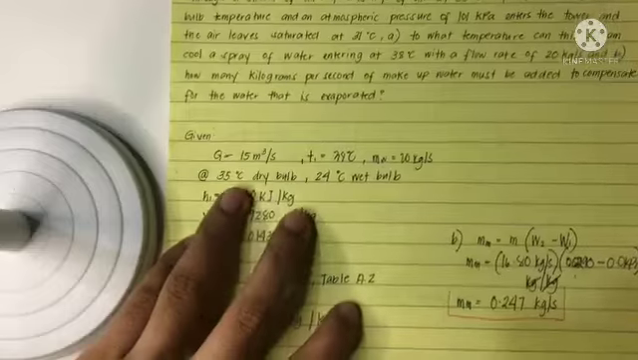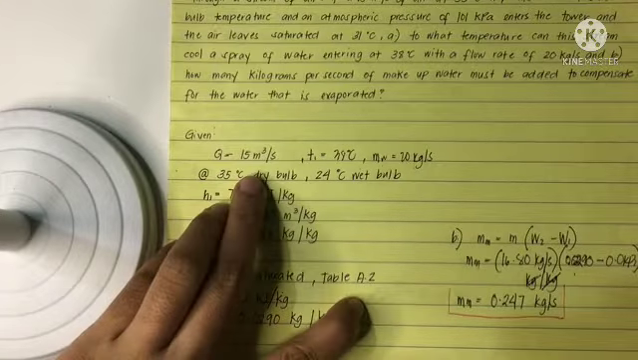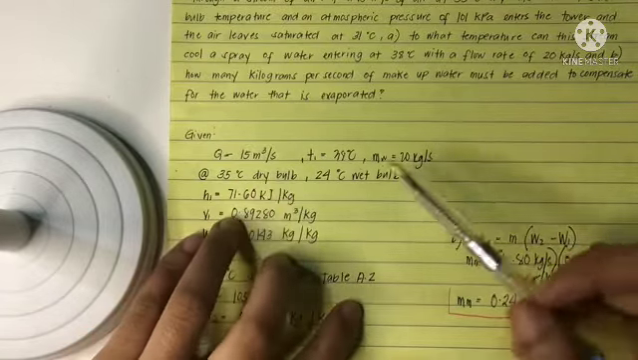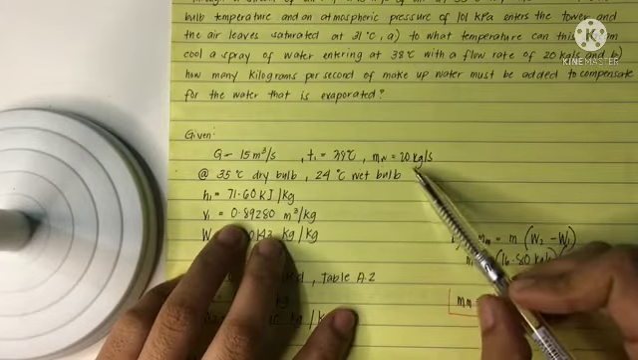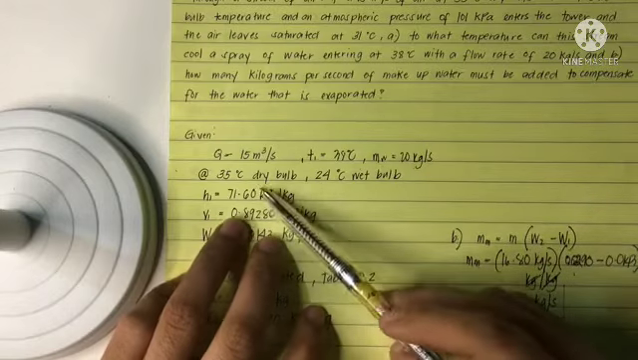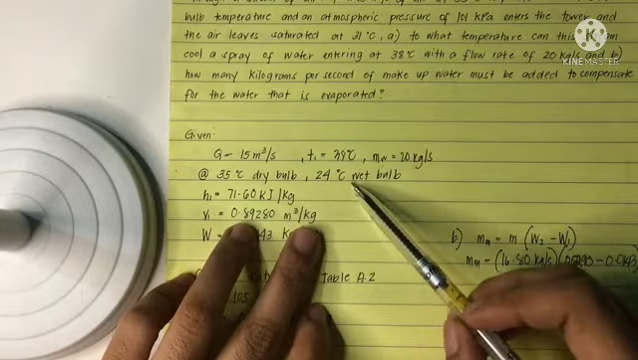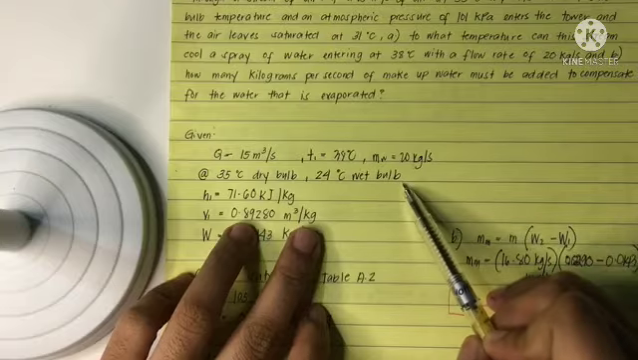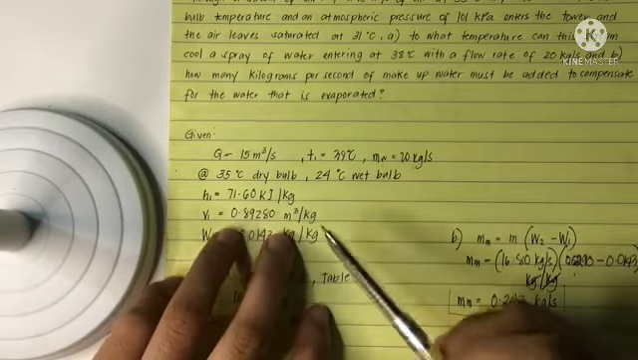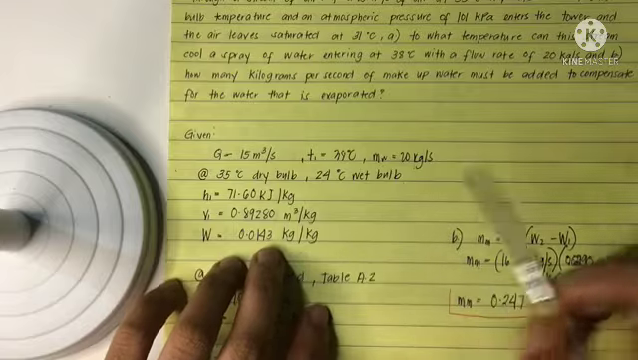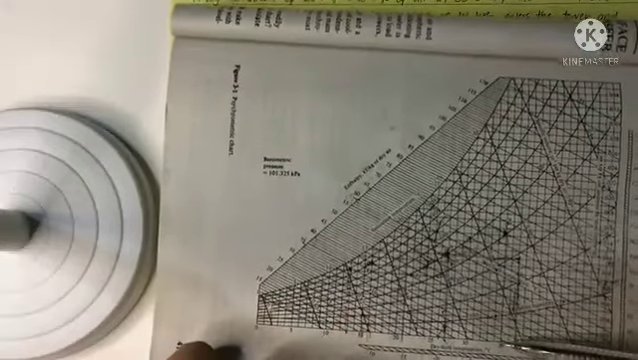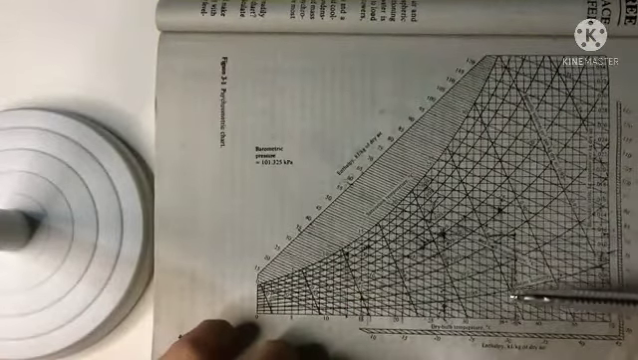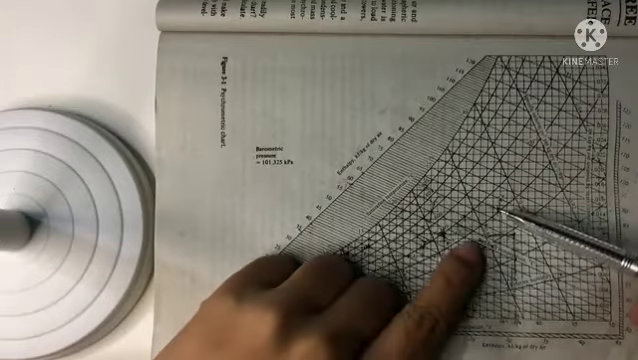So we are given the volume flow rate, which is 15 cubic meters per second, T1, which is 38 degrees Celsius, and the mass of water, which is 20 kg per second. At 35 degrees Celsius dry bulb and 24 degrees Celsius wet bulb, using our psychrometric chart, we can find the value of the enthalpy, specific volume, and humidity ratio. Here is our 35 degrees Celsius and your 24 wet bulb.